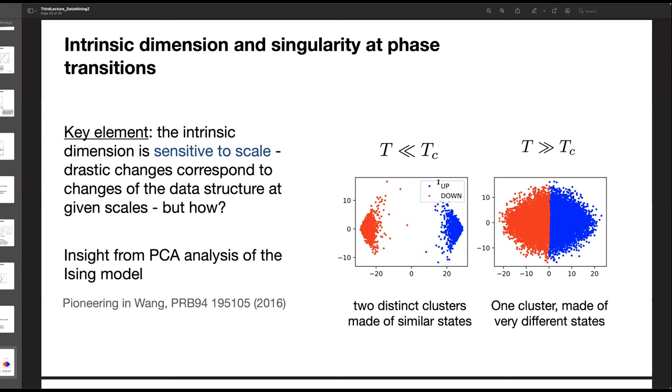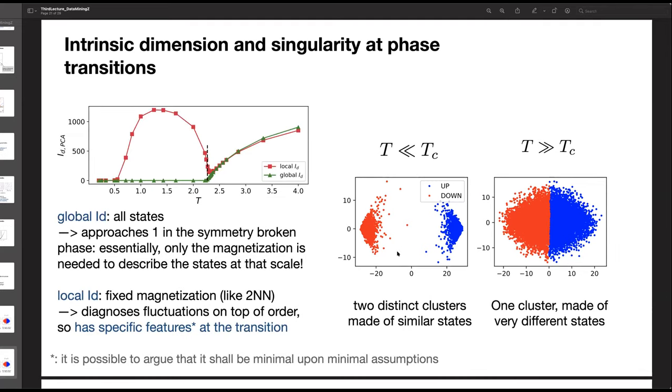You can see that at very low temperature, our data structure features two clusters. They are made out of very similar states, and they have distinct magnetization. Instead, at high temperature, essentially all states are equally important. The principal components indicate that there is just a single huge cluster made of very different states. So there is a very fundamental change in the data structure, even by just looking at clustering.